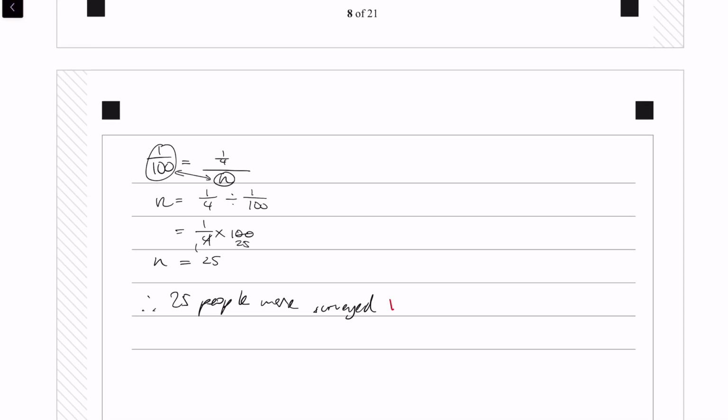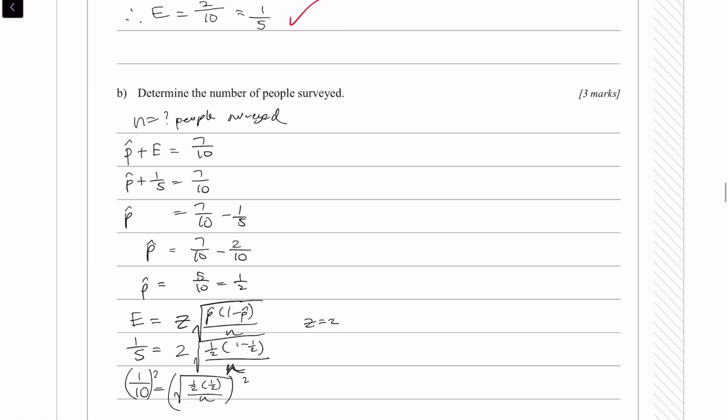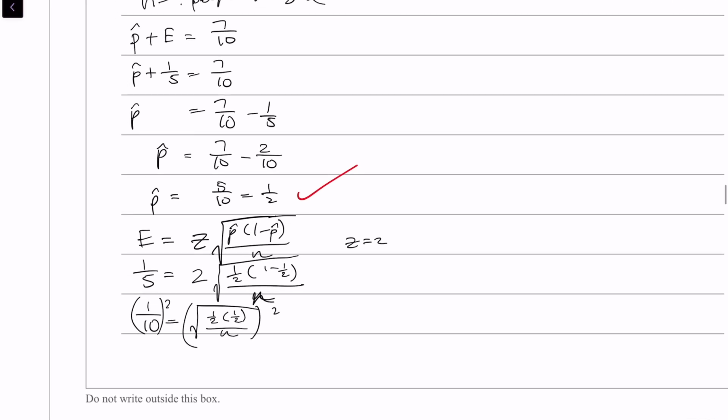Okay, so that's my last mark, but the 2 marks for my working out, the first one was to figure out what p hat was, okay, because that's crucial for the formula, and then really the next one is just substituting the p hat and z score into the confidence interval. So that's just this one right here. Okay, so that's our 3 marks.